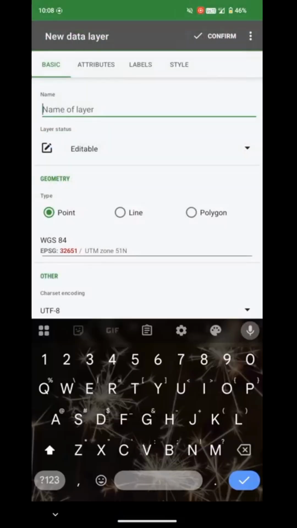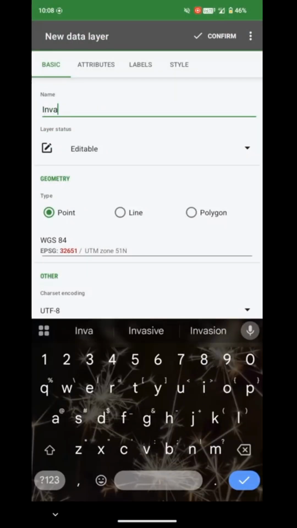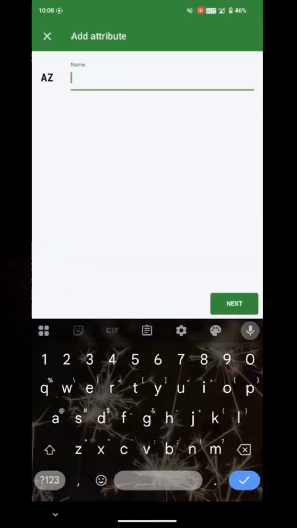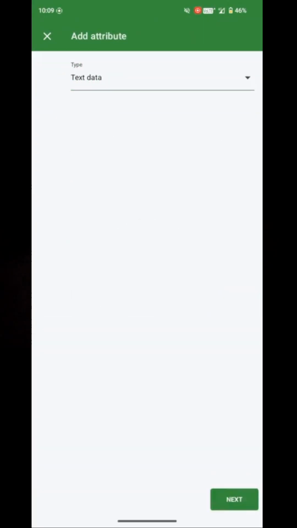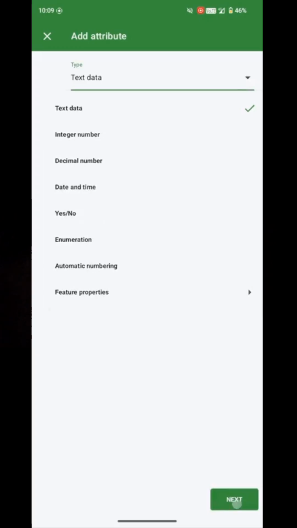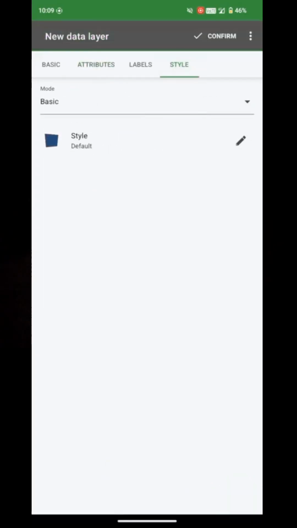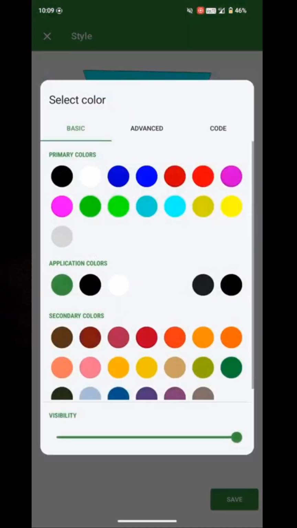The name of this data layer is Invasive Species in Mabini and Candijay, and we are using polygons. Yes, you are right, Nina. We're using polygons to determine where the invasive species live in the municipalities of Mabini and Candijay.